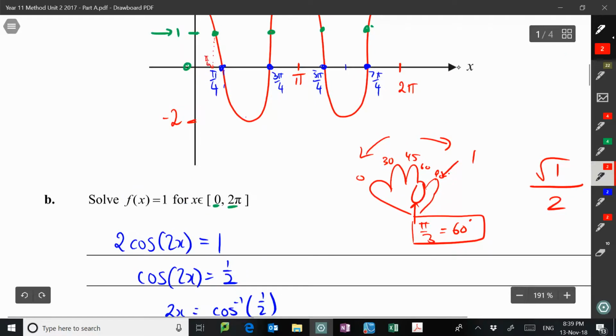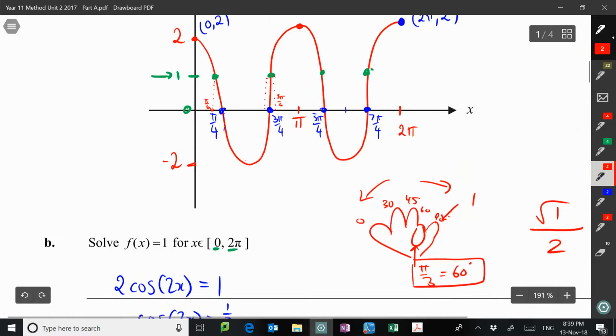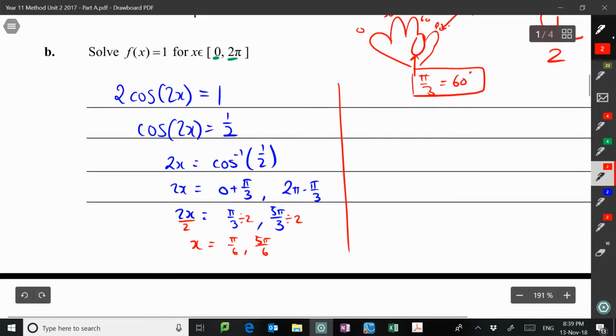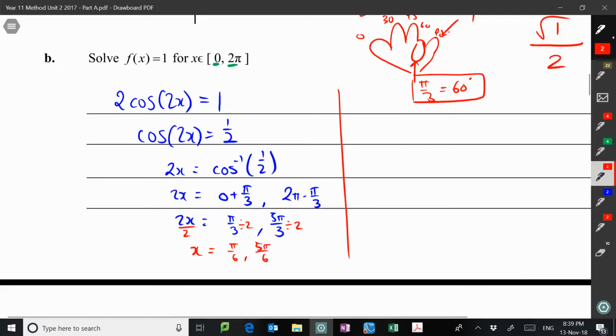This is where pi on 6 is. And the next one that I just found, oh, it's over here, is 5 pi on 6. Okay, that's what essentially I found. But what about the other 2? Now, you could have changed the domain. Remember, I tried to teach you to change the domain.